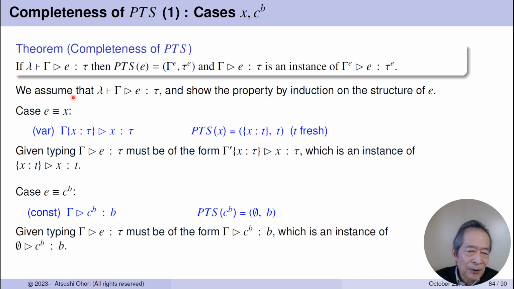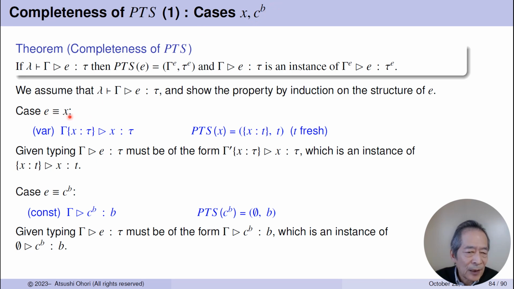For this purpose, we assume some arbitrarily chosen derivable typing, gamma under gamma equal tau, and show the property, which means this one: that this is an instance of the result of PTS, by induction on the structure of E, right? So this shows the first two cases, variables and constants.